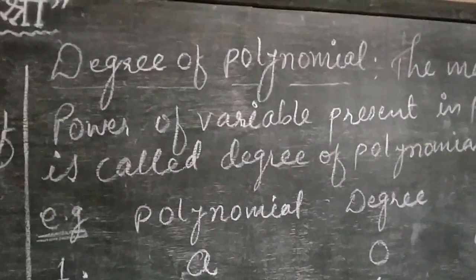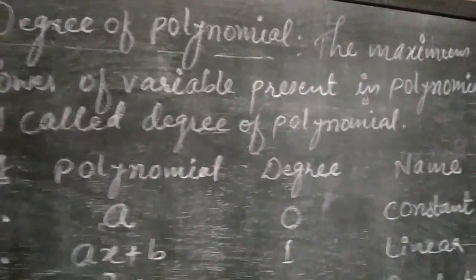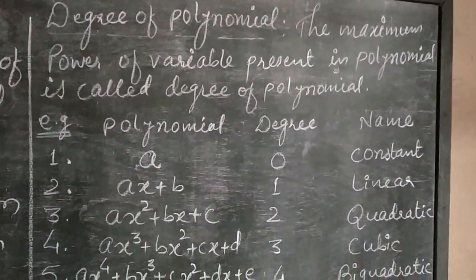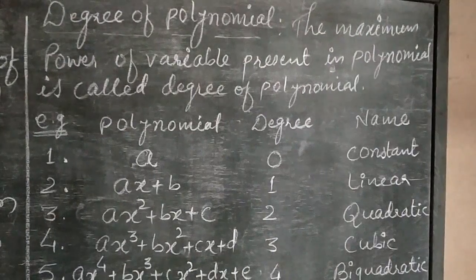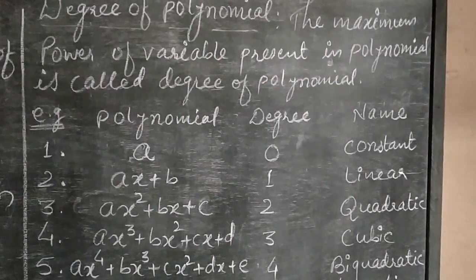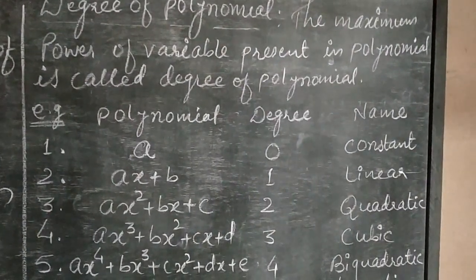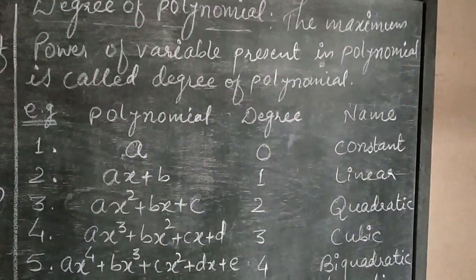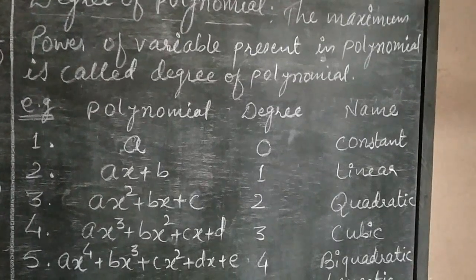Now the second topic we are going to take is the degree of the polynomial. The maximum power of variable present in the polynomial is called the degree of the polynomial. The maximum power. If 2 or 3 powers of variable are present in the polynomial, we will take the highest power, maximum power, and that power is called the degree of polynomial, and according to the degree of polynomial, we will name the polynomial.